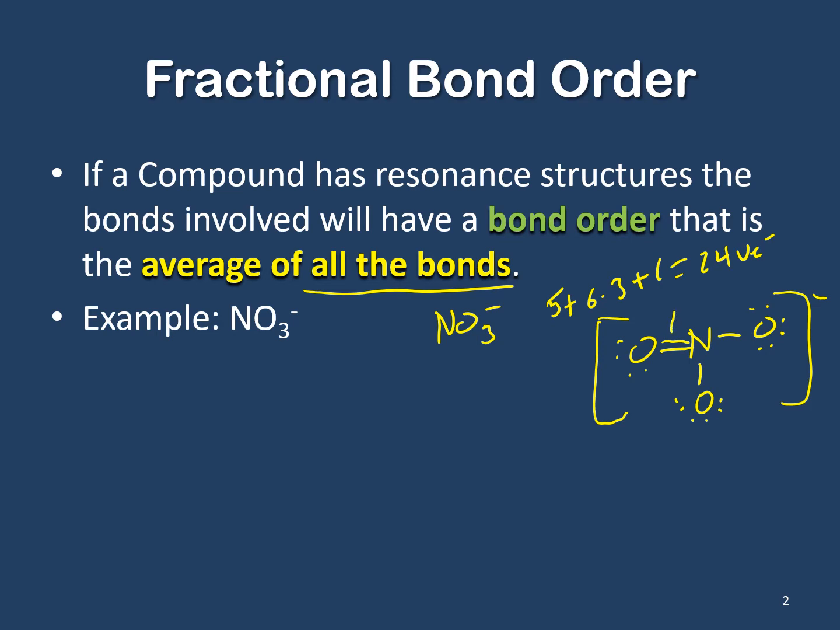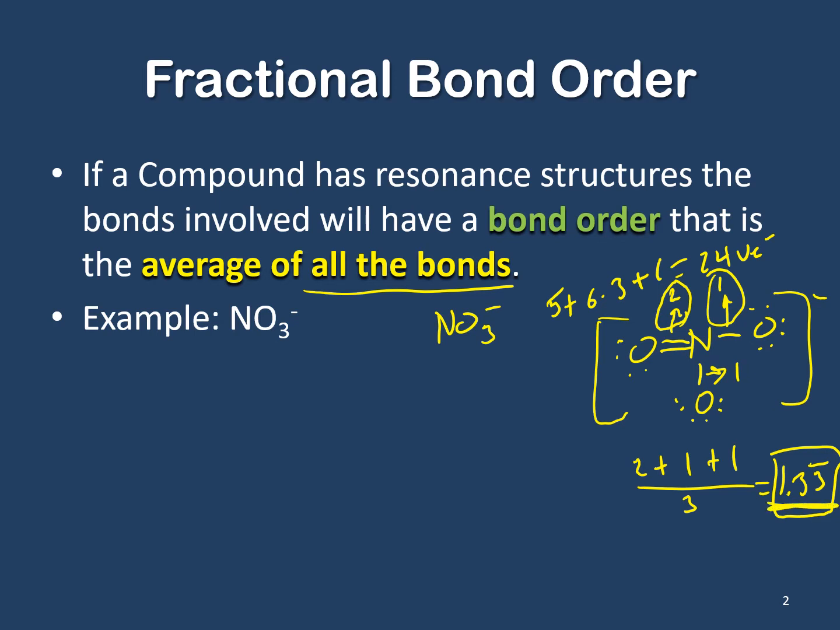We calculate it just by averaging all of them, right? This one's a bond order of 2. This one's a bond order of 1. This one's a bond order of 1. Well, I have 3 bonds that I'm averaging, so 2 plus 1 plus 1 divided by 3 gives me 1.3333 repeating as my bond order for all these bonds in nitrate. So that's how we calculate a fractional bond order for a structure with resonance. If I was just asking, what's the bond order of this bond, then it's 2. Or this one, and it's 1. If I was asking you what's the overall bond order of every nitrogen-oxygen bond in this compound, it's 1.3333 repeating.